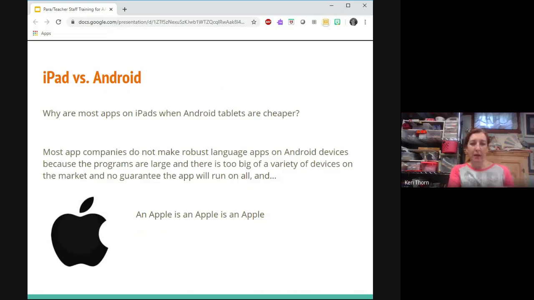Whereas an Apple is an Apple is an Apple. They know what Apples are, they know their capability, they know it's going to work every time. They know when Apple does an update, if they have to do any modifications, it's just consistent. Mostly because, again, the apps are just way too big to be consistent across all different devices.